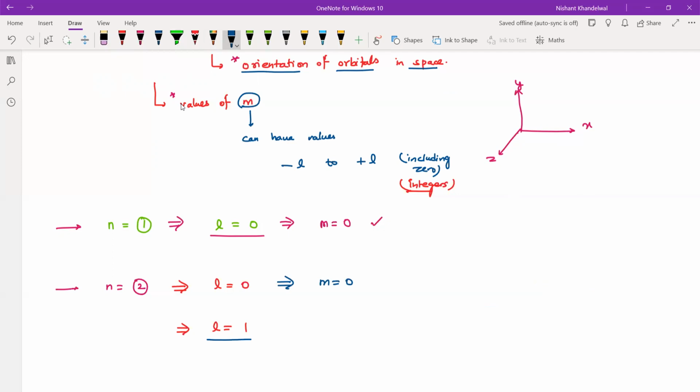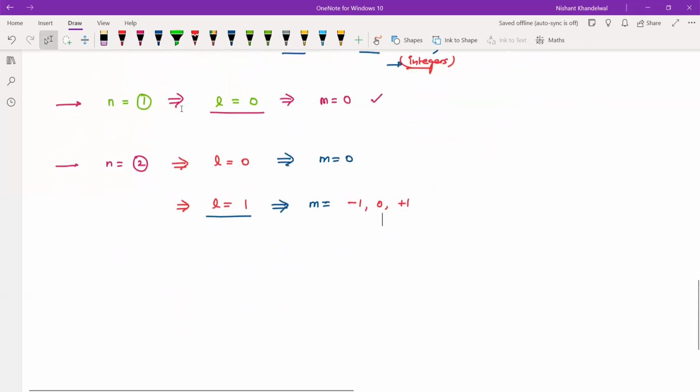But if L is equal to 1, then what can m be? m is an integer. No, you can add minus L to plus L. So minus 1 to plus 1, including 0. Got it? The third thing, suppose n is 3.